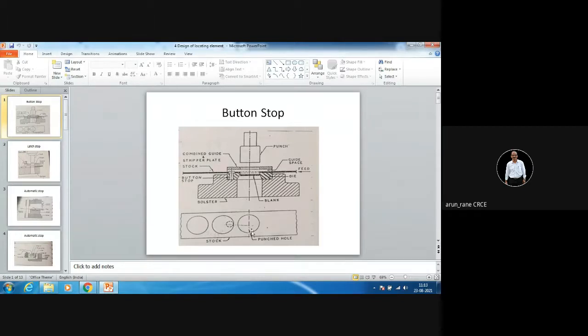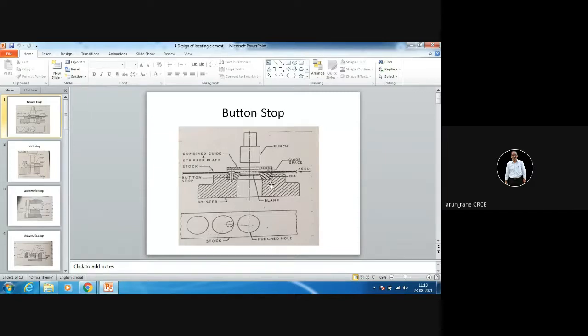So that means you have to take the reference of this first hole. Then you can do the punching of the second hole. So for that, you have to take the reference of the previously punched hole.